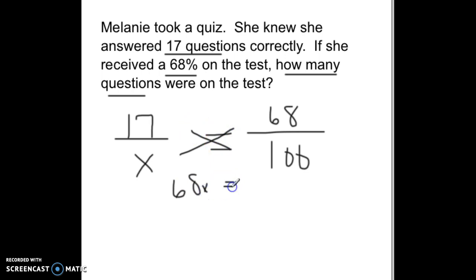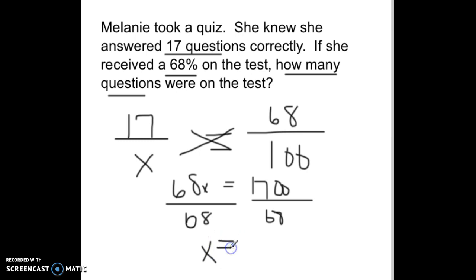So we're going to get 68x equals 1700. Now I am not sure about this math, so when we divide by 68 because it's a one-step equation, we get x equals 1700 divided by 68 equals 25. There were 25 questions on the test. And that's how I'd answer. I'd write it out. There are 25 questions on the test.